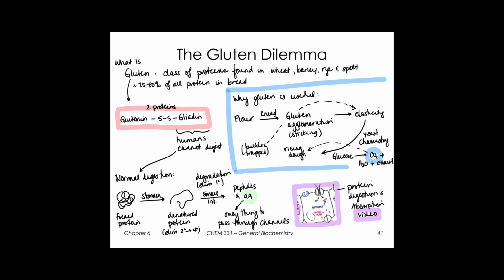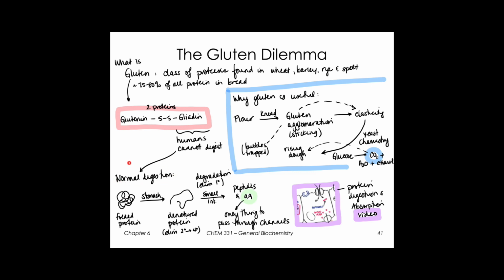So we began talking about gluten, and so again, I want to kind of highlight what is gluten. Gluten is really a class of proteins that's found in four main food products: wheat, barley, rye, and spelt. About 75 to 80% of all the proteins in bread are actually gluten. And gluten really can be thought of as two proteins here, glutenin and gliadin. And they're actually linked by disulfide bonds. And so these two proteins actually present a problem for humans in their digestive tract. Specifically, gliadin is something that humans cannot digest.